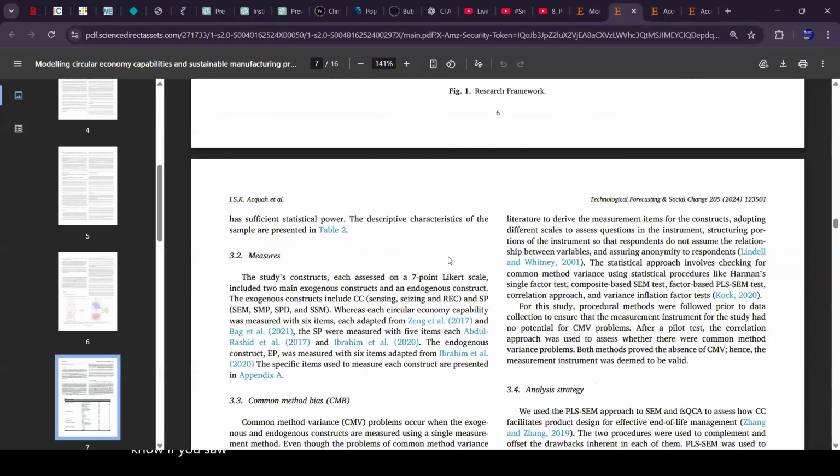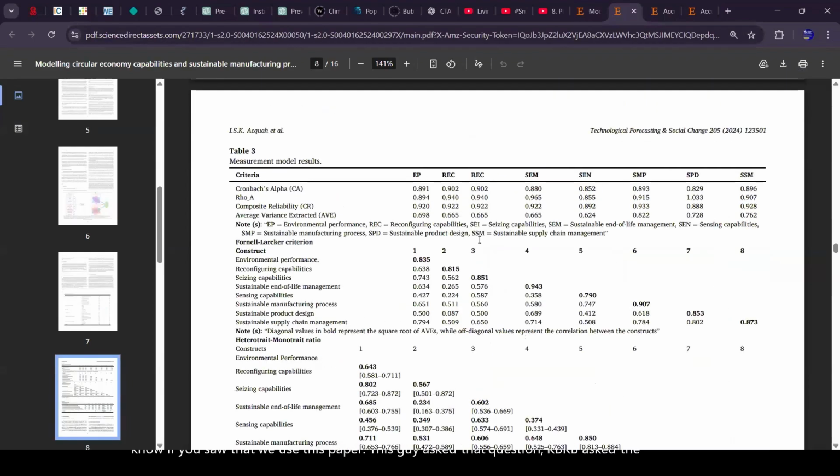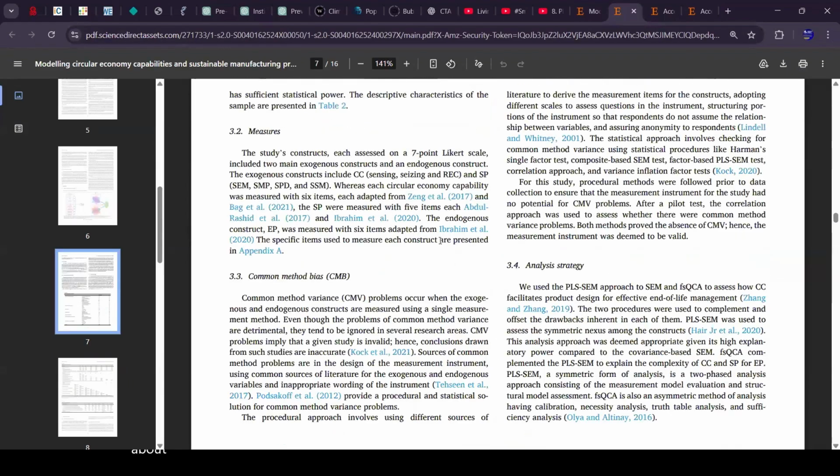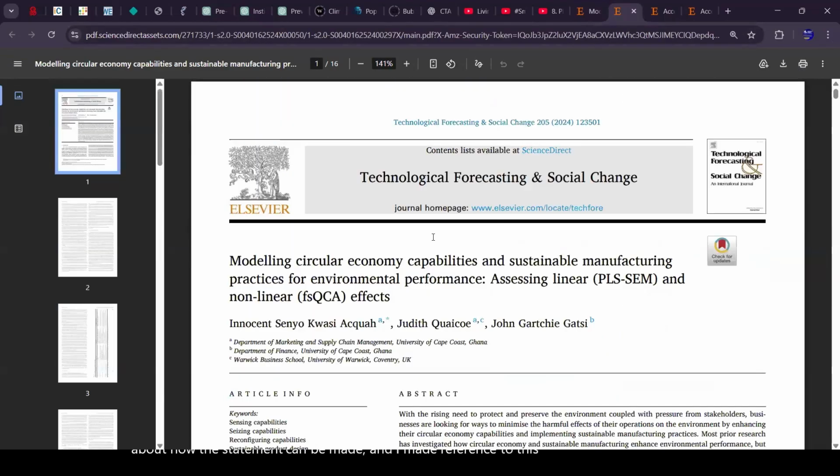We use this paper. This guy asked that question. KB asked the question about how the statement can be made, and I made reference to this paper. I mentioned that one way we can get these statements or validated scales is through literature. Sorry, my network is not too stable. That is why. Okay.